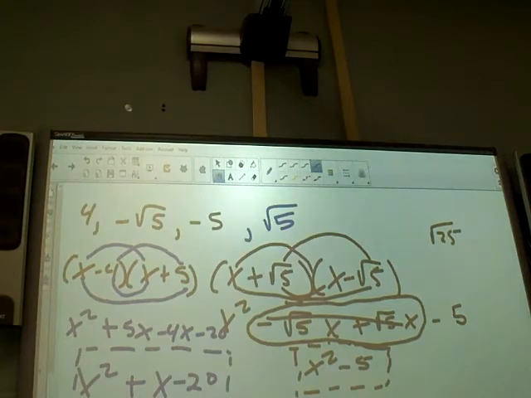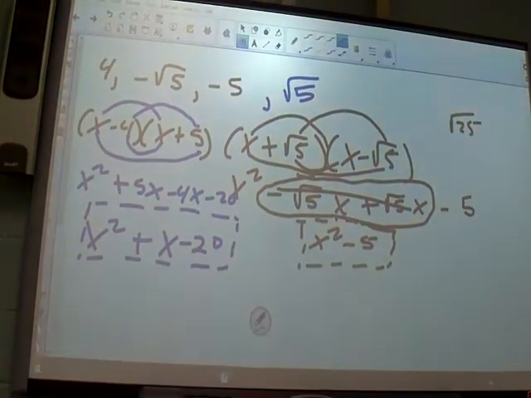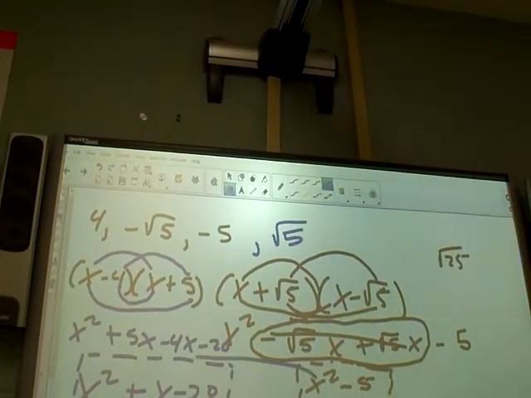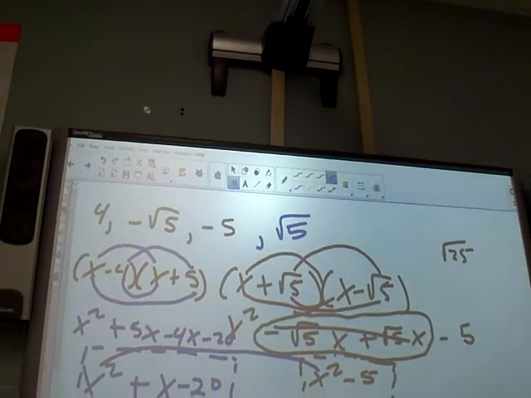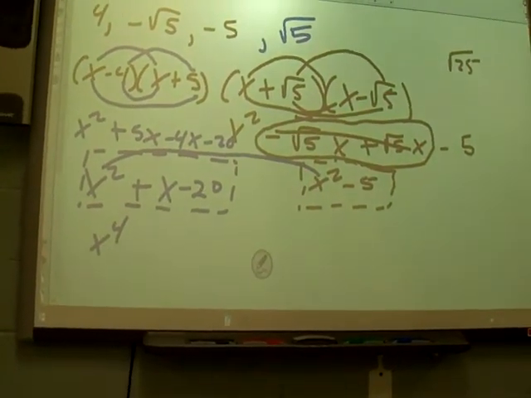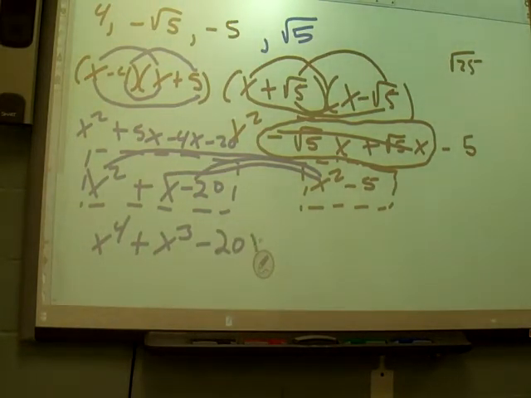I'm going to take my x squared right here and distribute it to all three of those. And then I'm going to take my negative 5 and distribute it to all three of those. Okay, so x squared times x squared is x to the 4th. Let's put another piece of tape in that, make that fatter. And then x squared times x is x cubed. X squared times negative 20 is negative 20x squared.